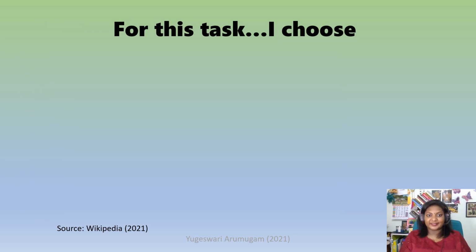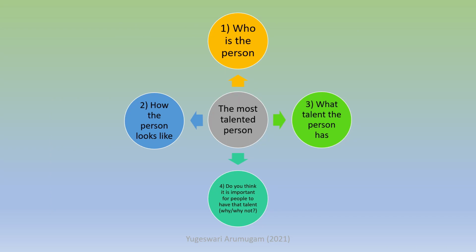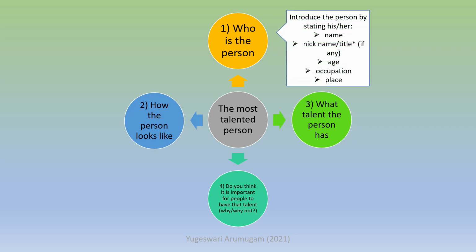Hence, for this task, I personally choose, tada! Shah Rukh Khan. Okay, now let's get back to the question. We will analyze the bullet points one by one. First, who is the person? In order to answer this, you need to introduce the person by stating his or her name, nickname or title if any, age, occupation, or even place.